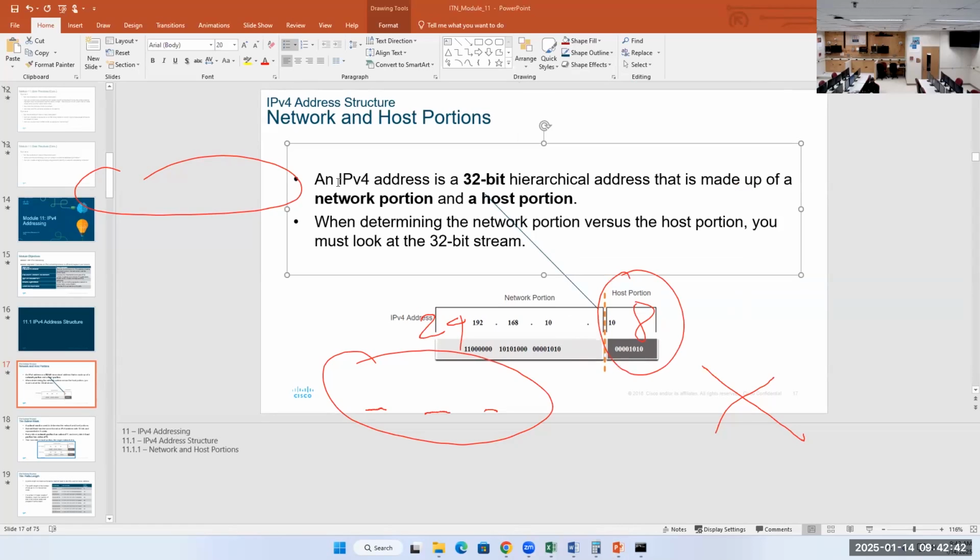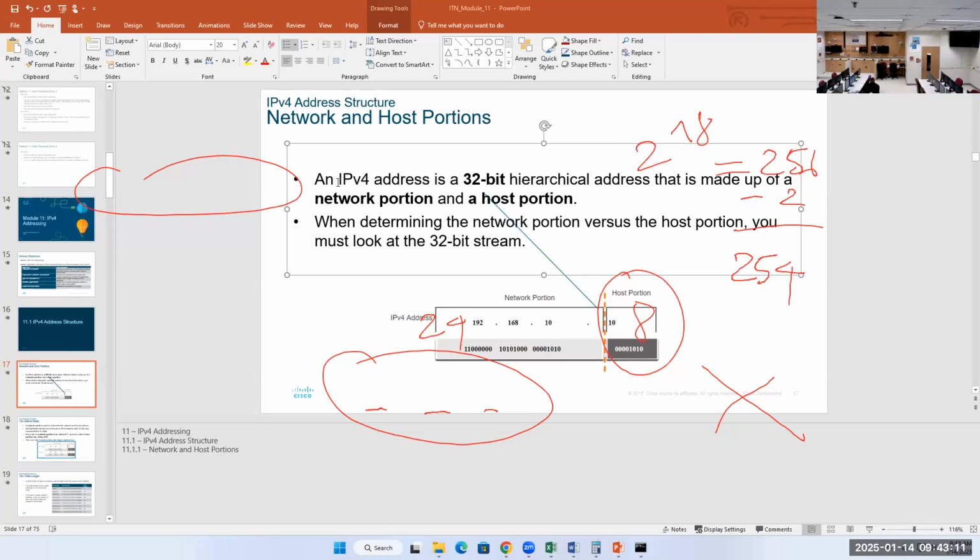256. Right? Because you have 2 raised to the power of 8 here, you have 256. So for this network, you have 256 total addresses. But remember later on, you have to reserve one for the network and one for broadcast. So for every network, you have to minus 2 here. So in total, you have 254 addresses you can give to the computer or any device.